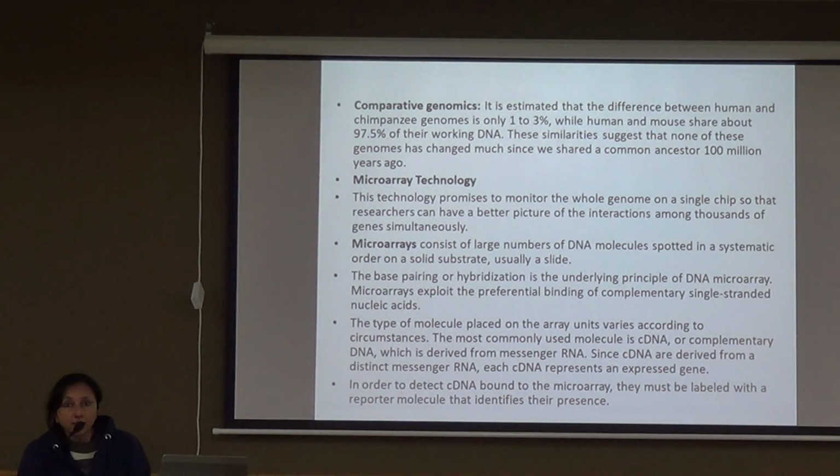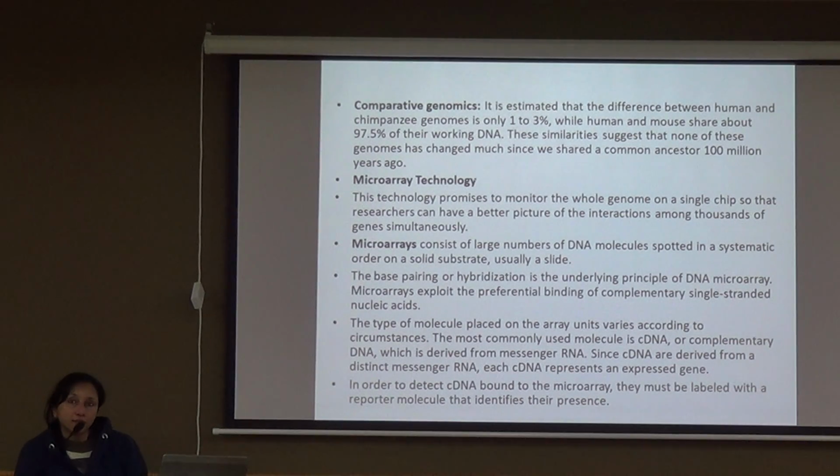Then the similar ones having complementary sequences are going to find each other and bind to each other, forming hydrogen bonds. This is hybridization. So hybridization is the underlying principle of DNA microarrays. The type of molecule placed on the array units varies according to circumstances. The most commonly used molecule is cDNA, that is complementary DNA.